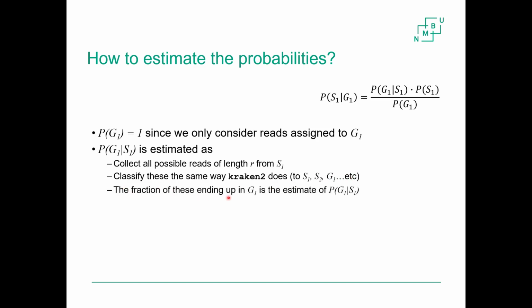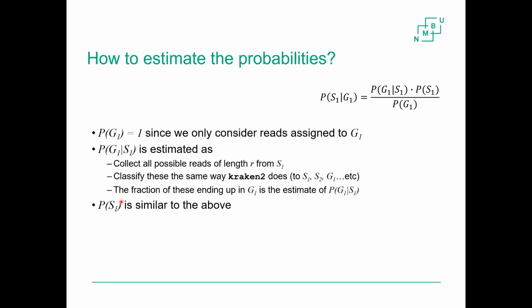And then the fraction of these reads ending up in G1 is the estimate of this one. So how likely is it that a read coming originally from this species will end up being classified to the genus above by Kraken? That's what we are finding out here. So this is about using Kraken on all possible reads from this genome. And then, of course, if you replace S1 with S2, it's exactly the same procedure again.